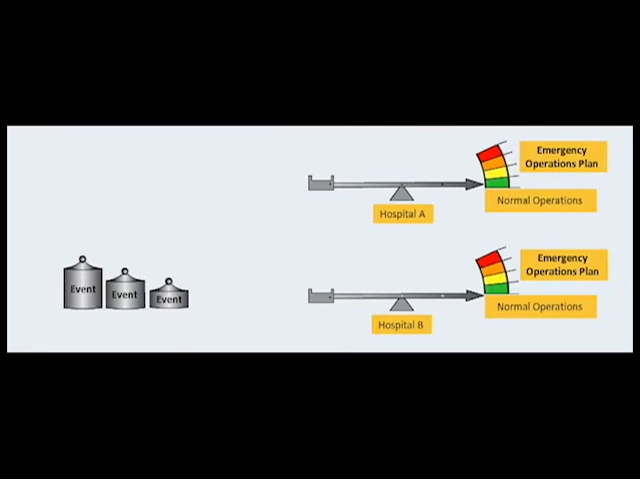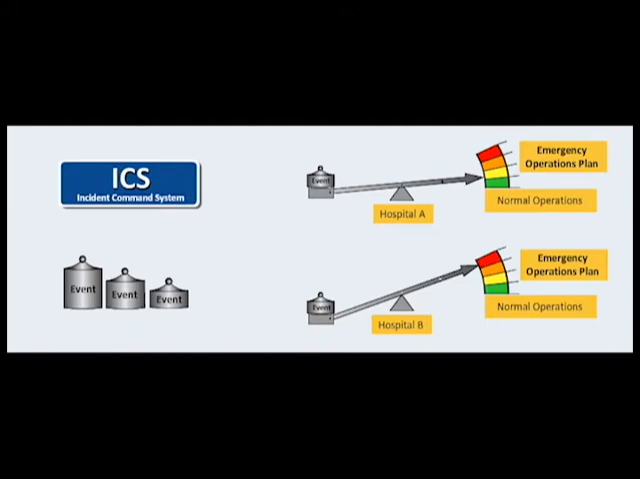Plan activation begins with incident or situation recognition. This involves deciding at what point a reported event or increased demand for hospital services transitions from a routine to a non-routine emergency situation. That point differs by each organization's available resources and is based on the anticipated impact of the event on hospital operations.